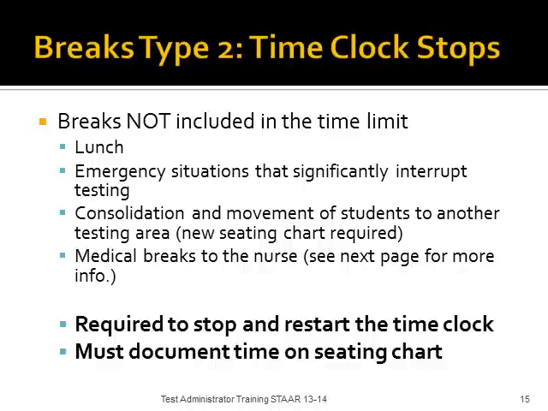Then there are the breaks where the time does stop. This is lunch, if there's an emergency situation, if we need to consolidate students and move them to a new testing environment, or if there's a medical break. So this is an example of something that would be for an individual student. During this time, the time is stopped and restarted when students begin working again. If that does happen, it needs to be documented on the seating chart.